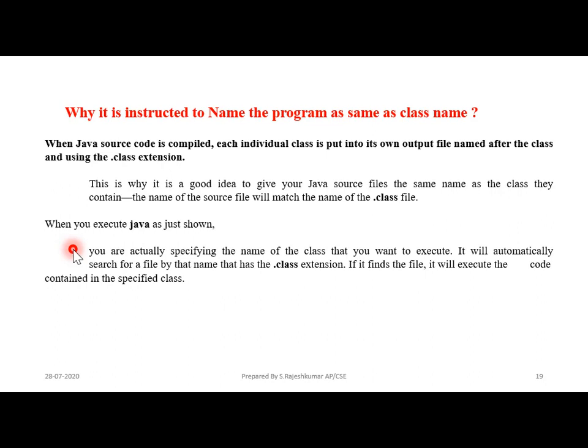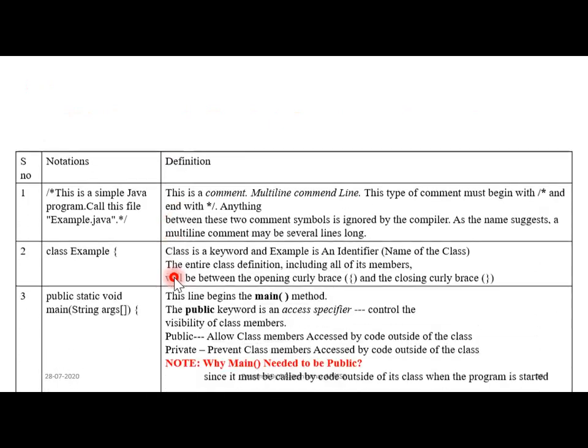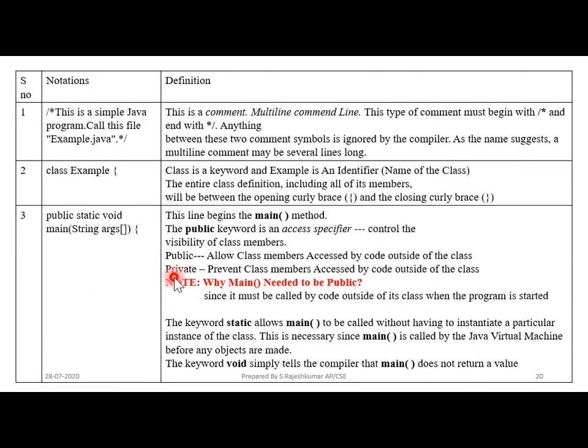It is a little confusing if you give a different program name. That's the thing we are mentioning here. You need to give a program name like your class name. Now let's go on. Here I'm explaining what the things are. The first line which I have mentioned in our first program is: this is a simple Java program, call this file example.java. This is a multi-line comment.